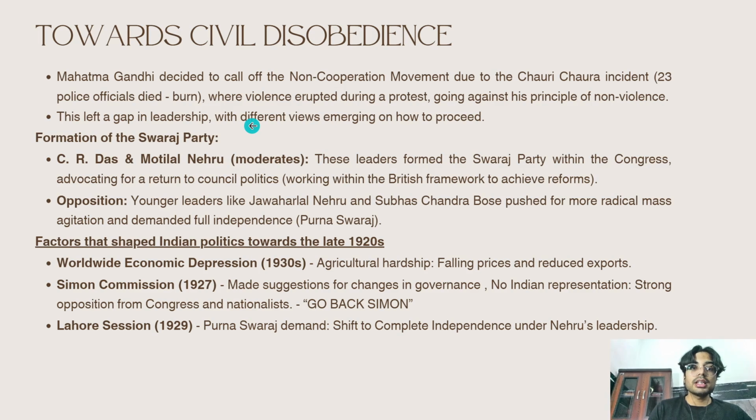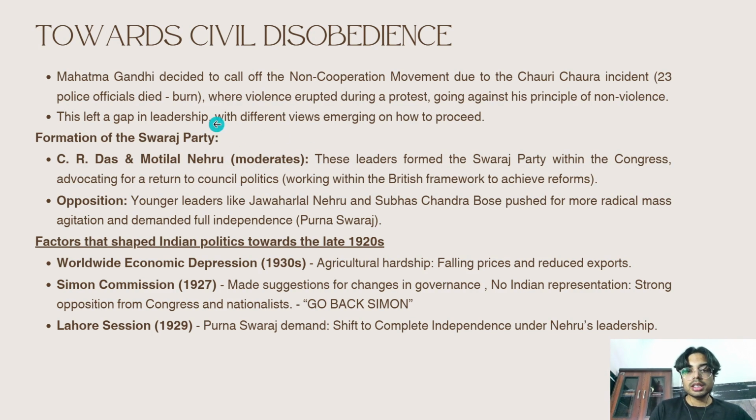This left a gap in leadership with different views emerging on how to proceed. Now, the formation of the Swaraj Party happened in the Congress during that era. C.R. Das and Motilal Nehru, who were moderates. So, you need to understand how Congress worked. There were factions in the Congress too. The Congress was divided into two parts.